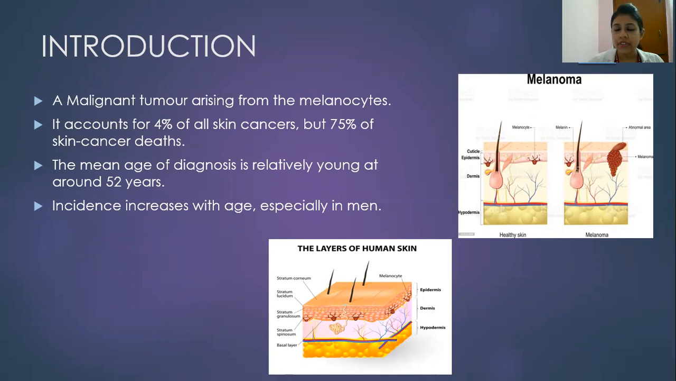So we know that there are different layers of human skin. We have epidermis on top, then dermis below, then hypodermis below that. In this figure, we can see that epidermis, dermis, and hypodermis are the main three layers of skin. The epidermis has 5 layers. They are stratum corneum on top, then stratum lucidum, which is seen only in palms and soles. Then we have stratum granulosum, stratum spinosum, and then stratum basale, or the basal layer. The stratum basale is where usually the melanocytes are present. So a tumor arising from these melanocytes is called melanoma.